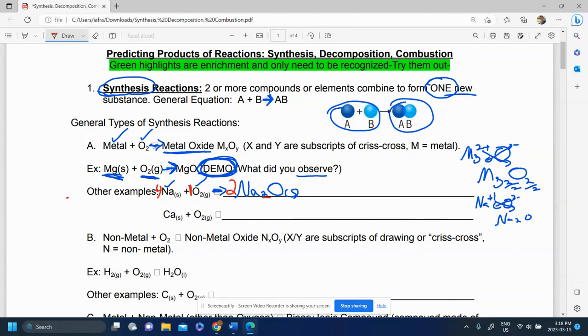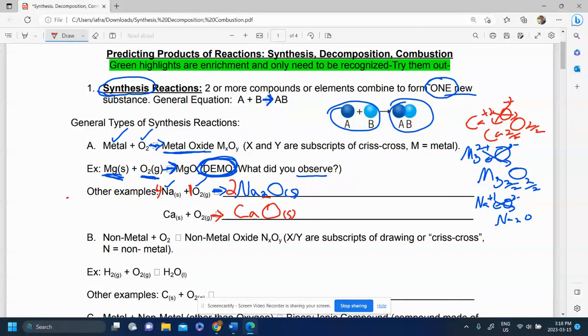You can try the next one on your own. You have calcium plus oxygen. And they will produce a compound between calcium and oxygen. So you have to do the crisscross again. You can do Ca plus 2, O minus 2, crisscross it, Ca2O2, reduce, and you get CaO. And don't forget, that'll be a solid. And so that's a very simple one to predict.